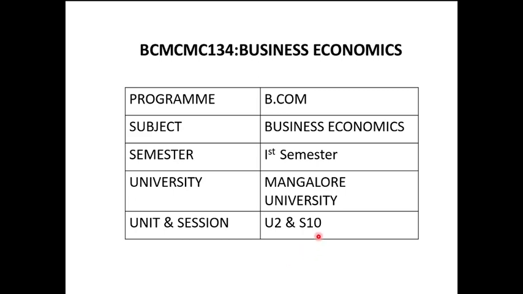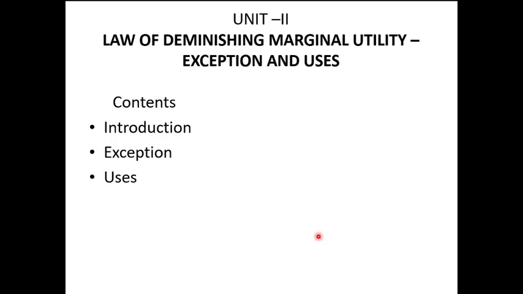This is the 10th session of first semester business economics for BCom classes. The title of this session is Law of Diminishing Marginal Utility, its exception and uses. In this session, we are going to study the exceptions to the law of diminishing marginal utility and the uses of the law of marginal utility.